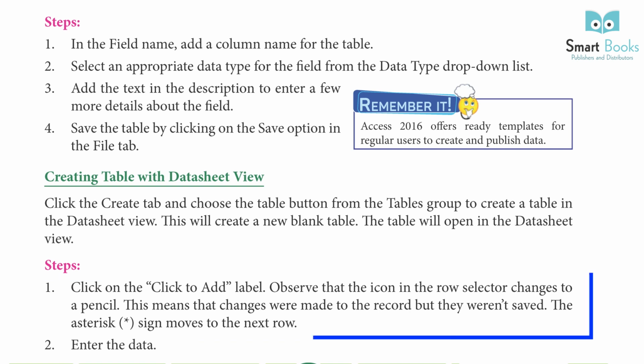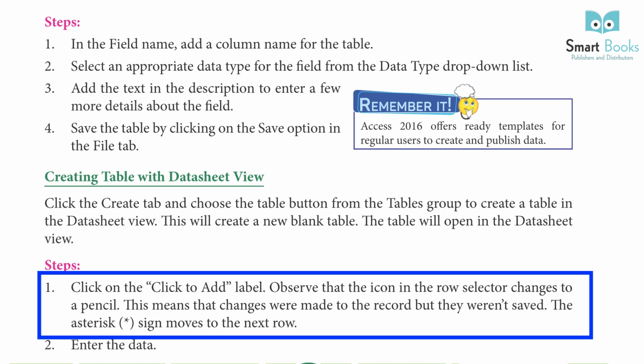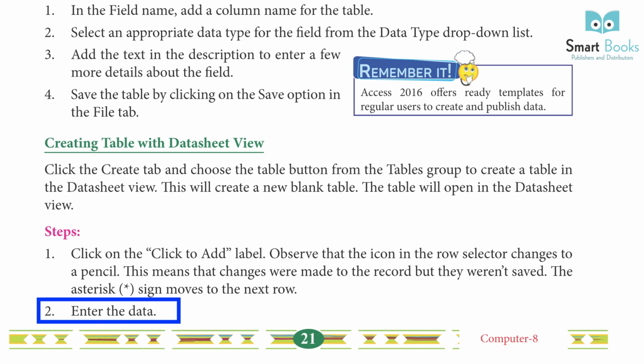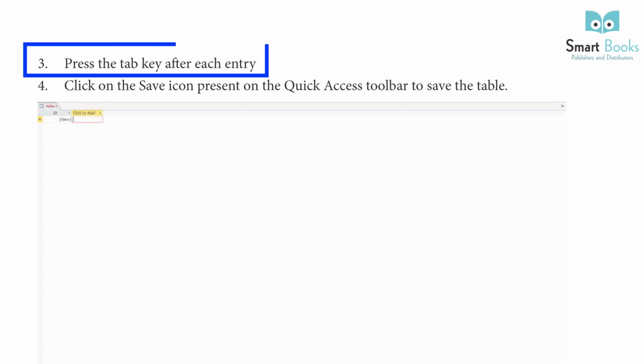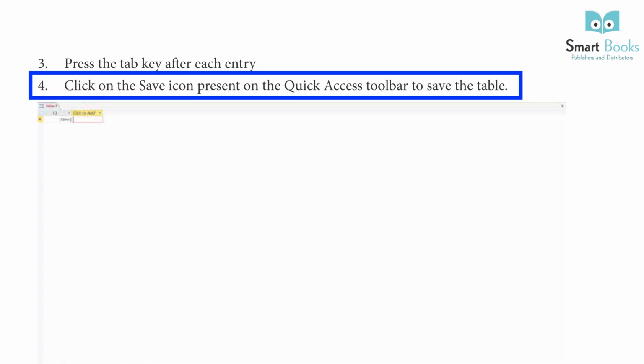Steps: 1. Click on the Click to Add label. Observe that the icon in the row selector changes to a pencil. This means that changes were made to the record, but they were not saved. The asterisk sign moves to the next row. 2. Enter the data. 3. Press the Tab key after each entry. 4. Click on the Save icon present on the Quick Access Toolbar to save the table.